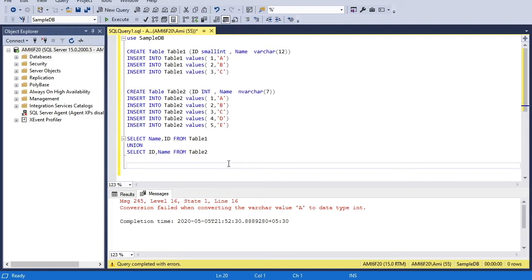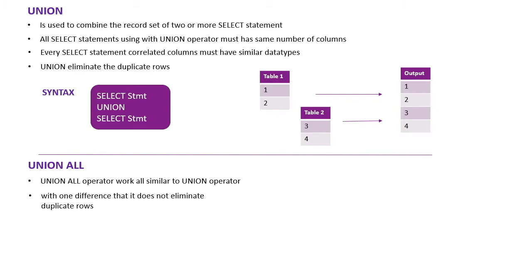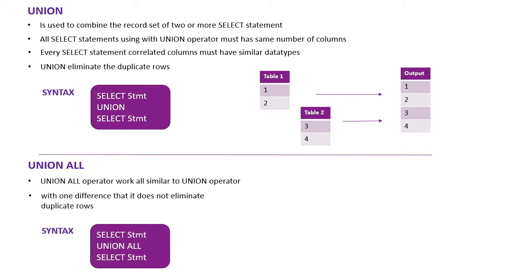So this is about the union operator. Now let's see what the union all operator is. Union all is similar to the union operator. It works in the same way as union works, with the only difference that union all does not eliminate duplicate rows. The syntax is also the same, we just use union all instead of union.